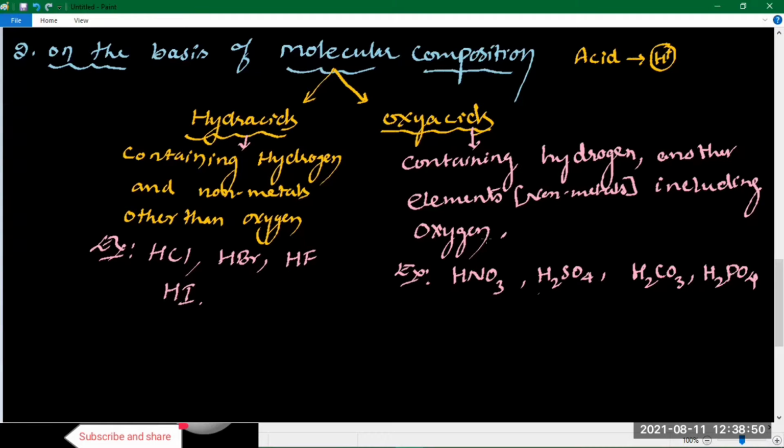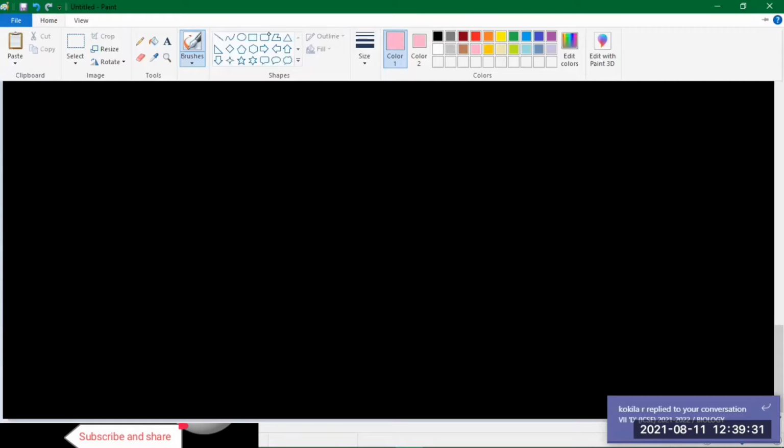All these belong to the oxyacids, including the organic acids like CH3COOH, acetic acid, and HCOOH, formic acid. Why? Because these acids contain oxygen. So there are two different types of acids, hydroacids and oxyacids, based on the molecular composition. Now, let us move to the next concept of how acids are classified on the basis of strength.